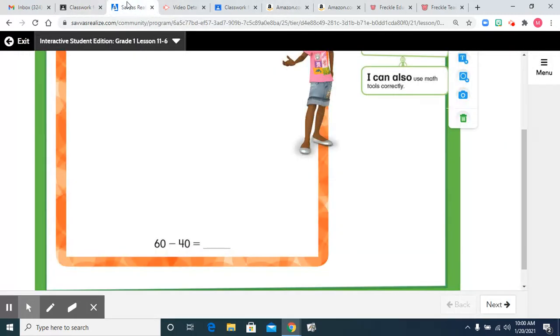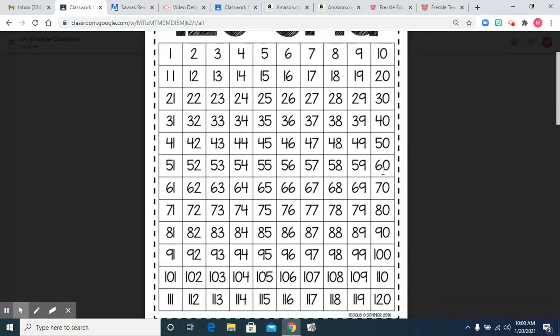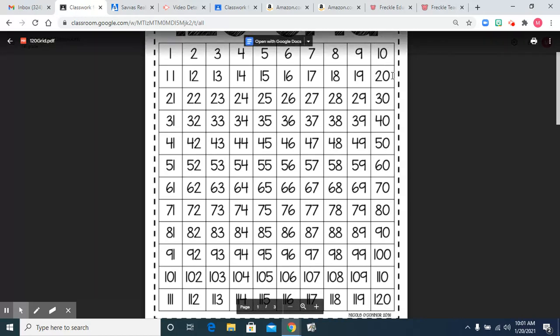Okay, so the equation is 60 minus 40. I'm going to start on the biggest number, which is 60, which is right here, and I need to take away 40. Now, I could take 40 hops backwards, but that's going to take too long. So I know that when I subtract by tens, I can go up rows. So 40 would be up 4 rows. Let's count by tens to 40. We'll go up. Ready? Go. 10, 20, 30, 40. And so this is the number that I landed on, which is 20.